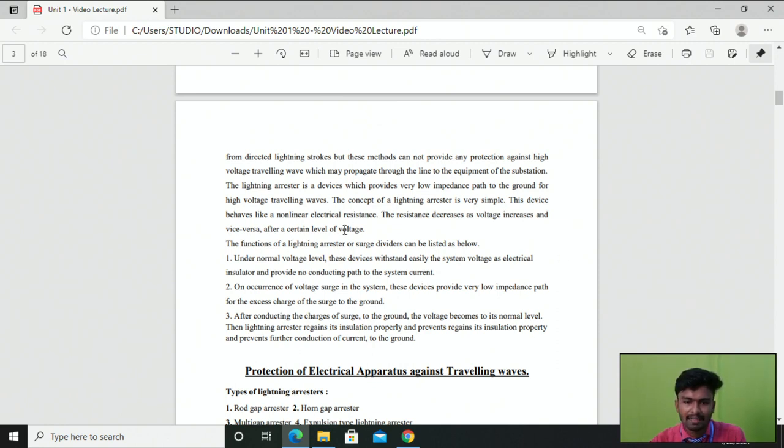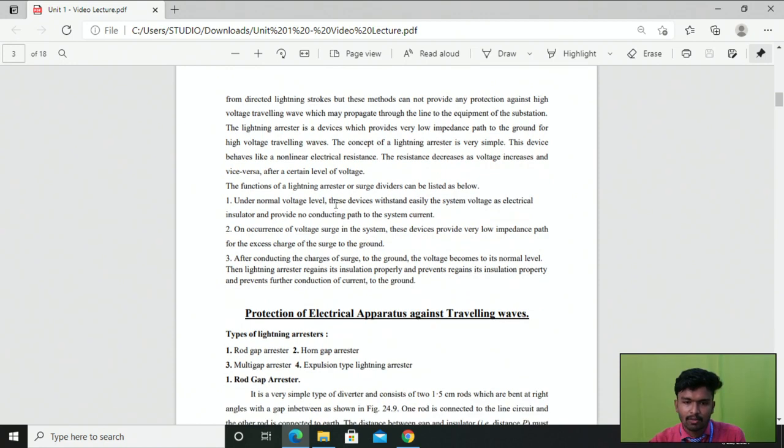After a certain level of voltage, the function of a lightning arrestor or surge diverter can be listed as follows. First, under normal operating conditions, the lightning arrestor easily withstands the system voltage as an electrical insulator and provides no conducting path to the system current. On the occurrence of any voltage surge in the system, this device provides a very low impedance path for the excess charge of the surge to the ground.